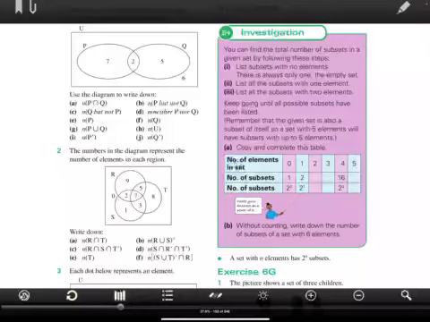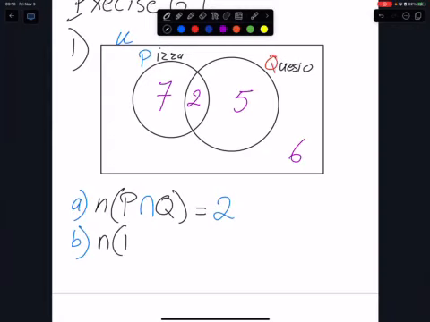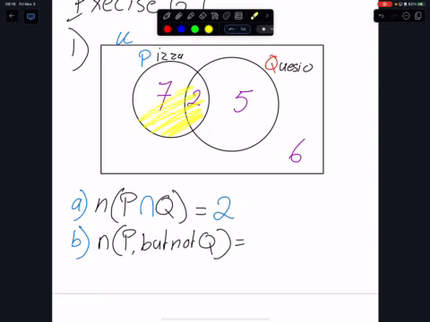B, in P but not Q. But not Q. If you notice correctly, this is P. But the 2 students here belong to P as well as to Q. That means only 7 students only belong to P. So the answer is 7.